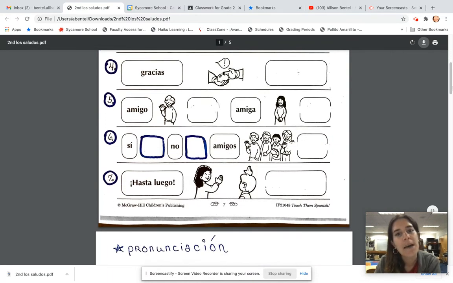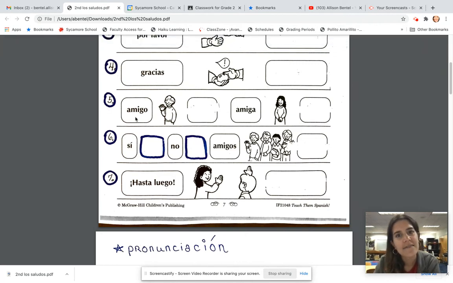¿Qué significa? Ajá, muy bien. Gracias means thank you. So you'll write your English over here. Thank you. Gracias. Número 5. Amigo. ¿Quién es? Who is that? Un amigo. Muy bien. It's a friend. That's a boy. So you'll put friend, maybe in parentheses boy, or you could put friend and then the lowercase letter m, meaning male or a boy.